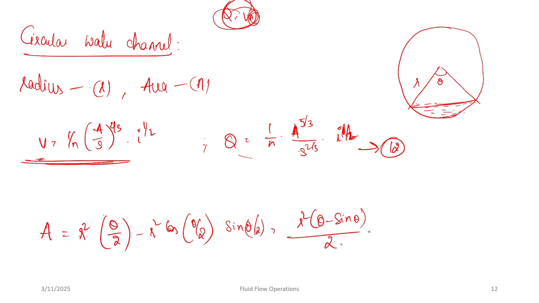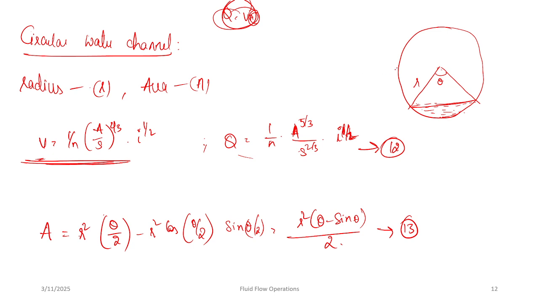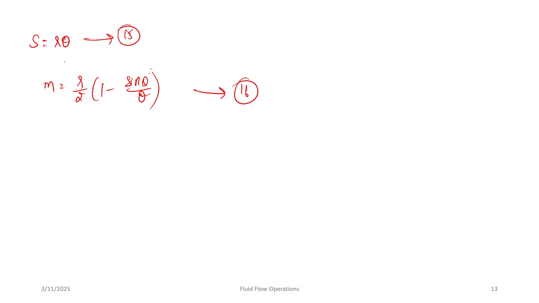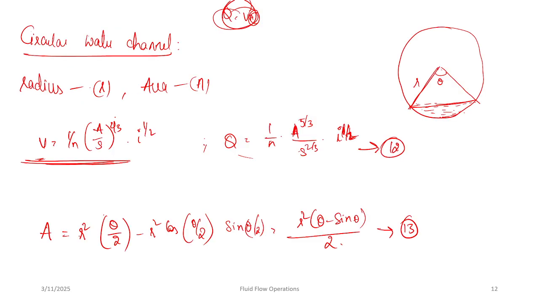So we're just trying to, okay. So here the wetted parameter S will be equal to R into theta, that is radius into theta, and M will be equal to, for this particular geometry, that is circular geometry, M will be equal to R by 2 into 1 minus sin theta by theta. Let's say these are equation number 14 and 15.